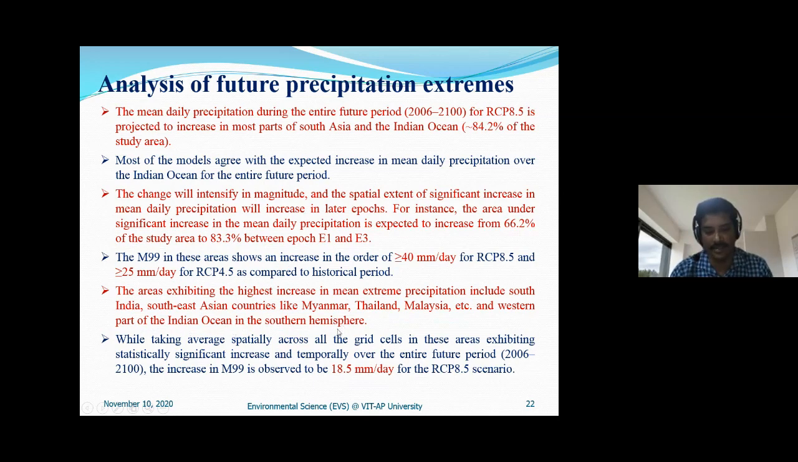And on average, 18.5 mm per day. There are different climate change scenarios as well. I'm not going into those details, the only thing is that RCP 8.5 is the worst scenario possible in the future. So if we consider that one, that much increase is supposed to be seen.